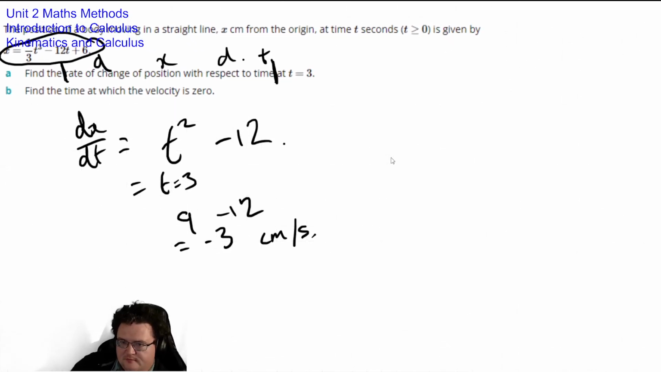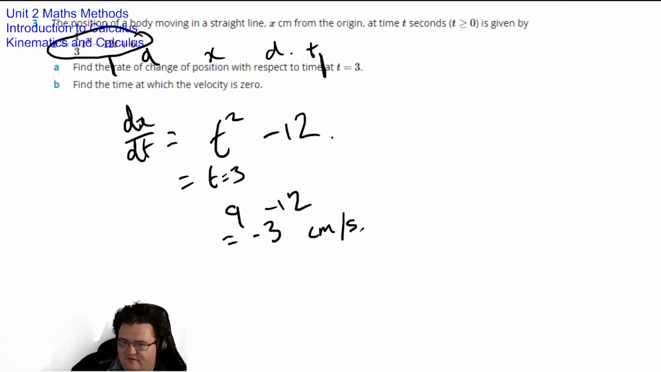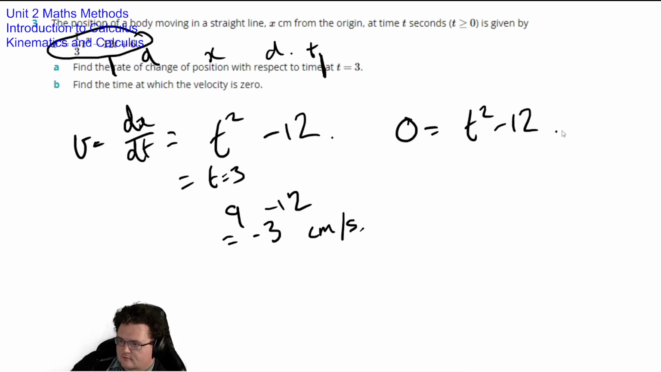Now, the other question: find the time at which the velocity is zero. Well, this is our velocity equation, v equals dx/dt. So zero equals t squared minus 12. Solve. 12 equals t squared. And then I'm going to take the positive and the negative square root of 12 and get t.